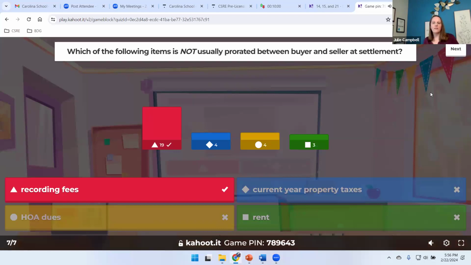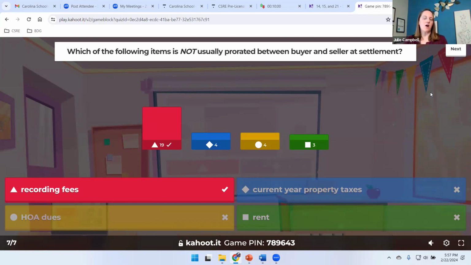What don't we prorate? Recording fees. That's not a shared expense. So the buyer will pay the recording fee for the deed and the deed of trust. Remember, the deed of trust is the lender, but they let the buyer pay for it. The seller may have recording fees to show that they paid off their liens.